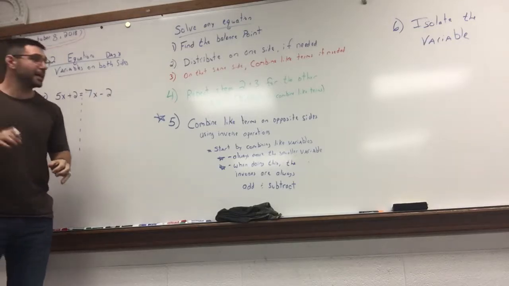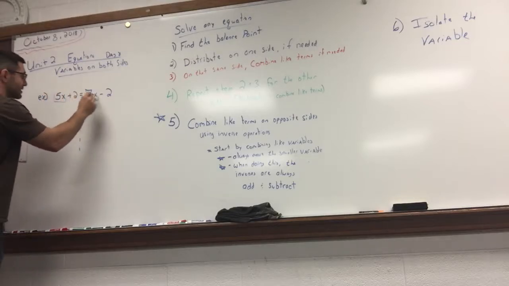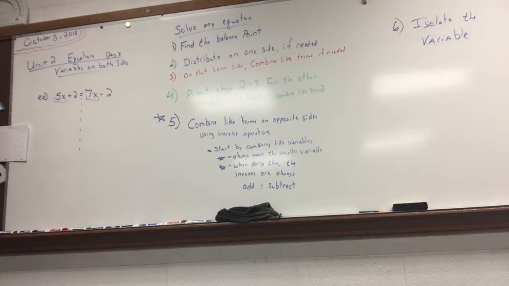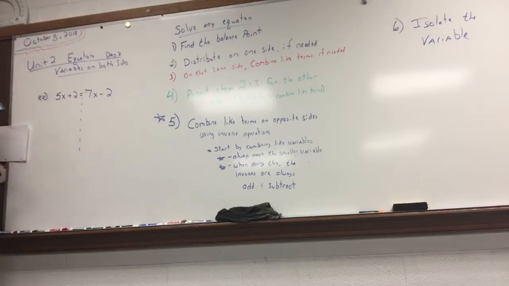Step 5, combine like terms on opposite sides using inverse operations. Start by combining the variables. So now watch what I'm going to do. I've got a 5x, I've got a 7x. Does everybody understand that? Those are on opposite sides, yes? Okay. Always move the smaller variable. Mason, which number is smaller, my 5x's or my 7x's?